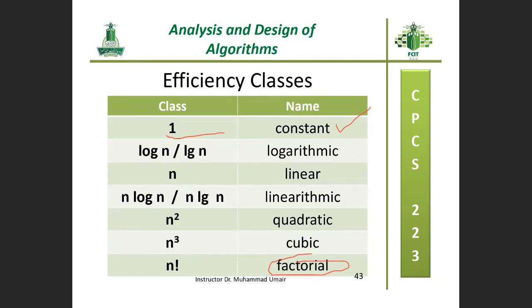And generally speaking, your efficiency should be at most below n cube, and it is more acceptable if you design an algorithm up to n square, but in some specific cases n cube is also acceptable. But if you are designing an algorithm whose efficiency is worse than n cube, then it is not acceptable, because it will take a lot of time to solve the problem when the number of inputs is large. Is that clear?